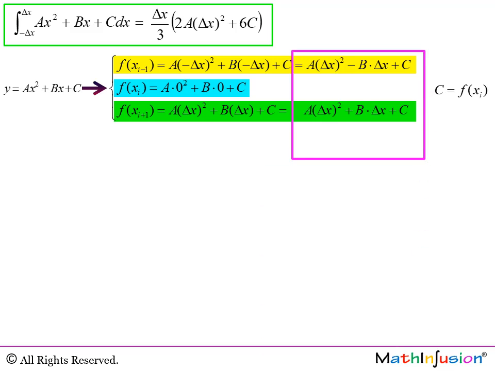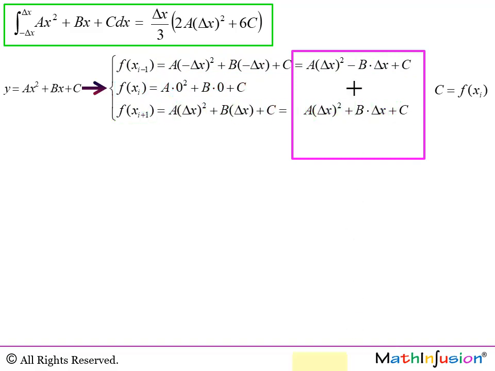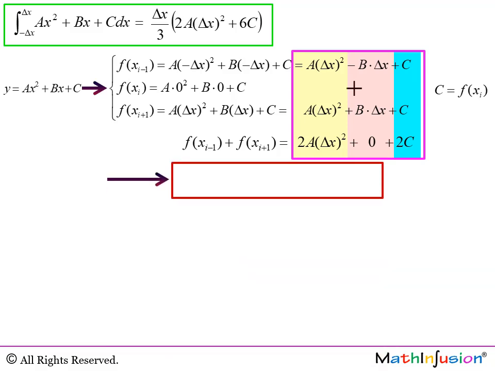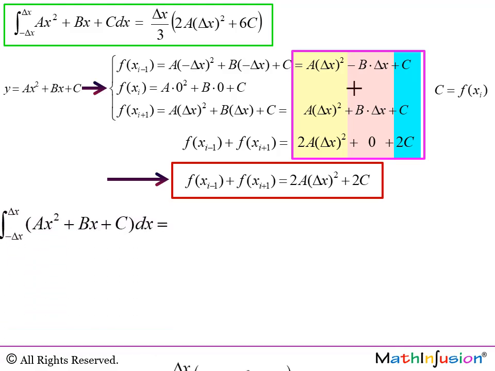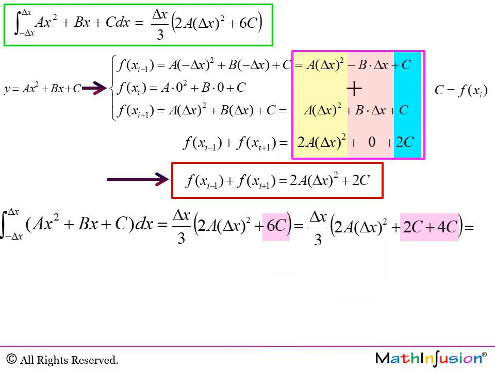Let's now try to do something here. Let's add up f of xi minus 1 with f of xi plus 1. You can see that b times delta x is cancelled out, and we get that f of xi minus 1 plus f of xi plus 1 is 2a delta x to the power of 2 plus 2c. Now I recall that this integral is just delta x over 3 times 2a times delta x to the power of 2 plus 6c. I'm going now to break down the 6c to 2c plus 4c. You will see why in a second.